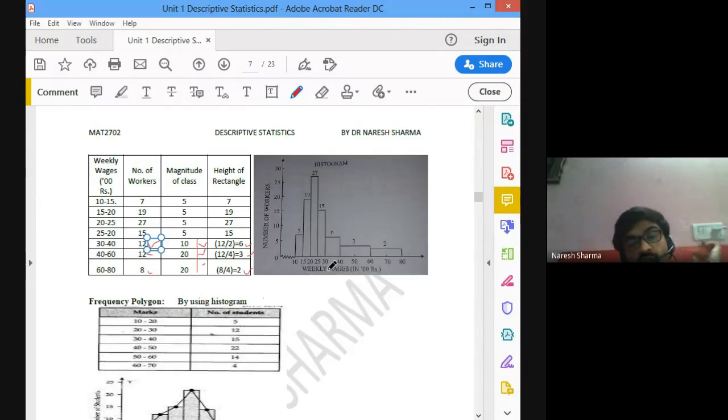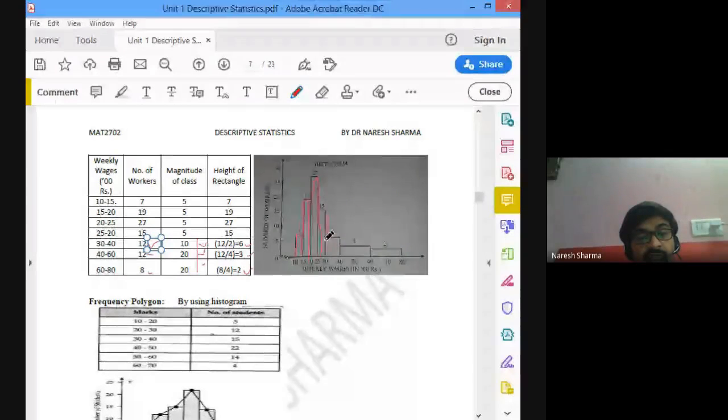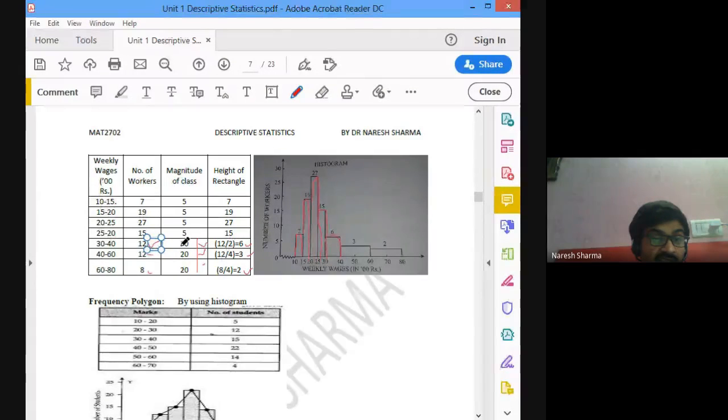Now when you go for the histogram, if you are at 10 to 15, your height is 7 units. 15 to 20, your height is 19. Similarly, 20 to 25, it is 27. Similarly, 15 and 6. Now here, when you see 30 to 40, as per our table, it was given as 12 units.